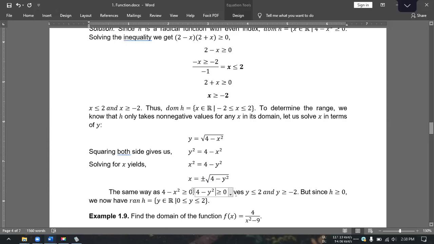The same way as 4 minus x squared greater than or equal to 0, we have to solve for y in our inequality. 4 minus y squared greater than or equal to 0. So giving us y the same as kanina, y is less than or equal to 2, and y is greater than or equal to -2. But we have this restriction. But since h or the function cannot be negative, no? The function cannot be negative, or the radicand cannot be negative.